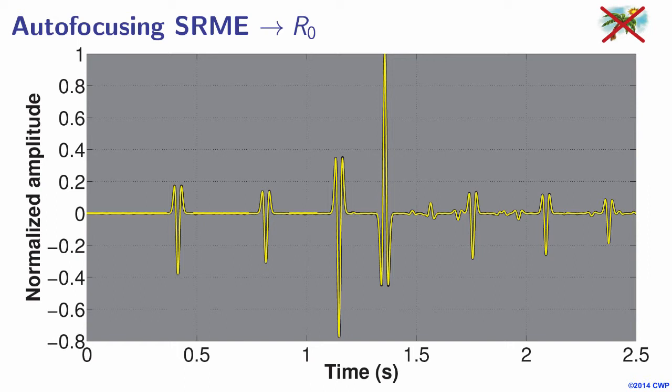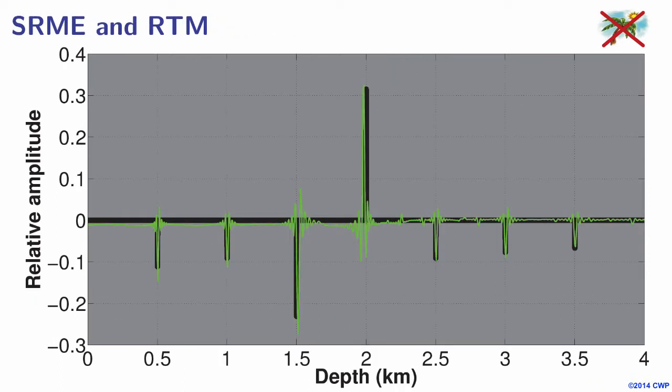Now we can use this reflection response without free surface multiples. Unfortunately, you can see the X on the coconut tree, sadly, and we can do RTM, and this is the RTM result in green, and in black is the true reflectivity. And yes, RTM gives us a pretty decent result as well, but note we had to remove the free surface multiples from the reflection response.